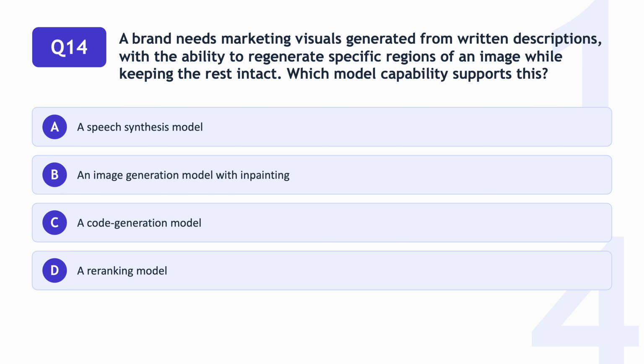Question 14. A brand needs marketing visuals generated from written descriptions, with the ability to regenerate specific regions of an image while keeping the rest intact. Which model capability supports this?